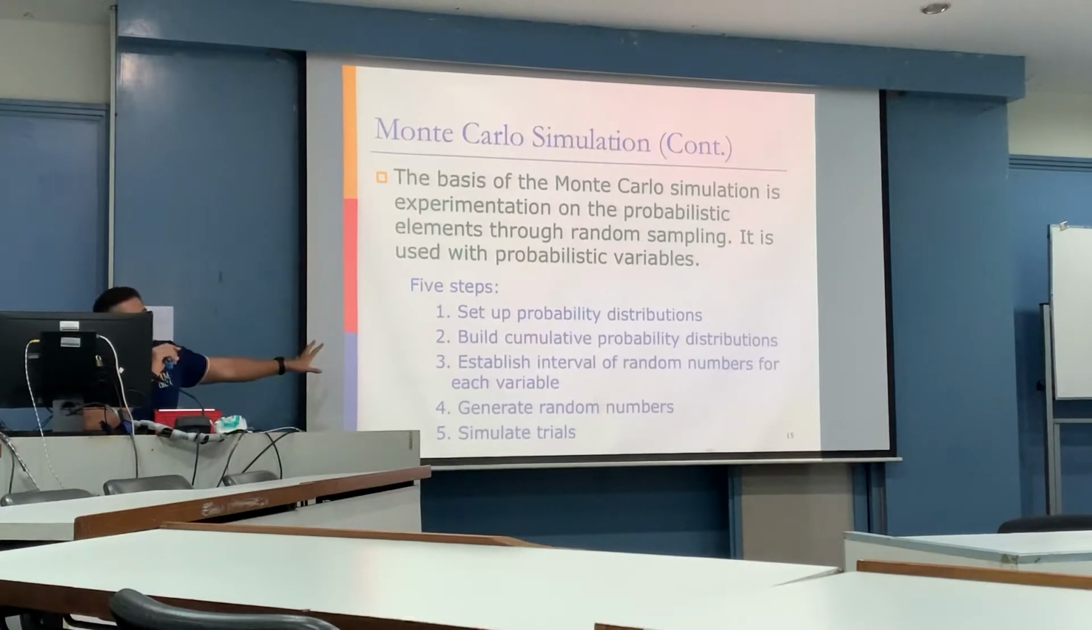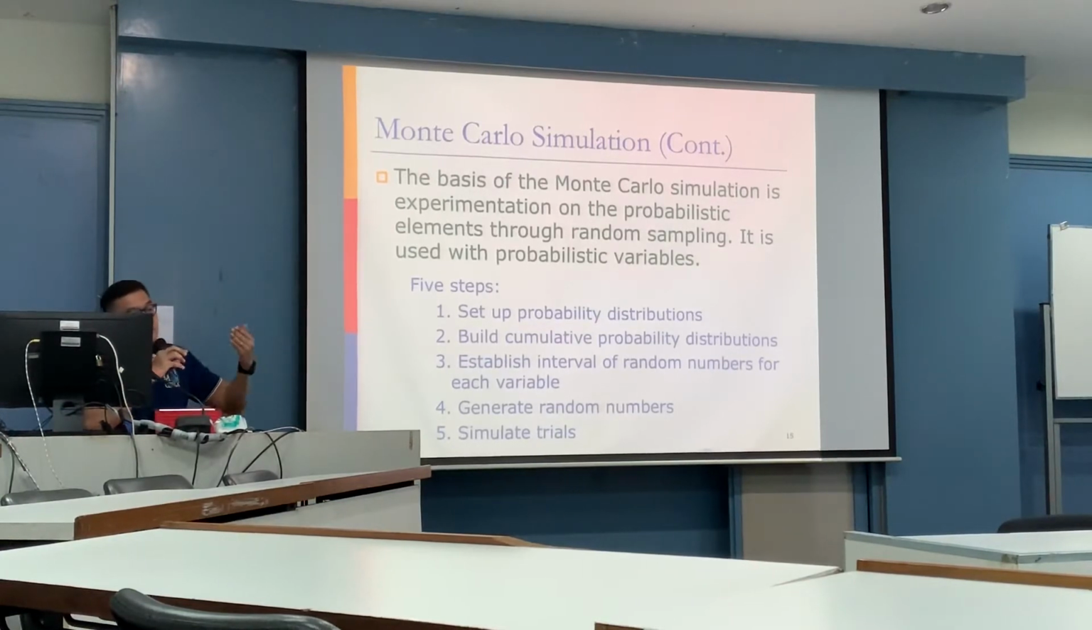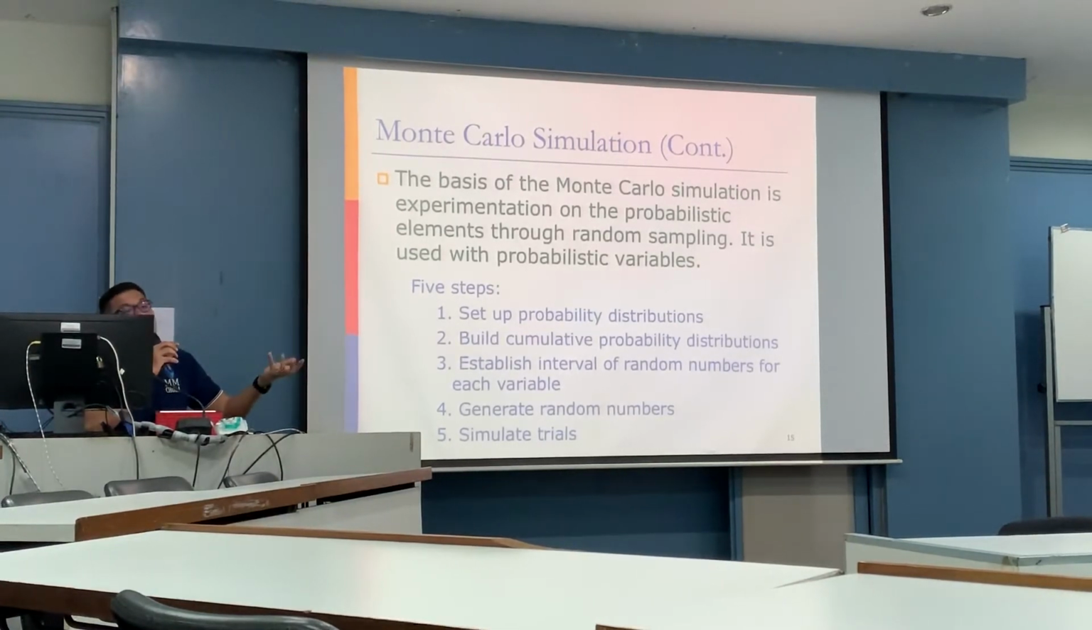The first step is setting up the probability distribution for that uncontrollable variable. Let's say demand. Now the problem is to estimate demand, and demand is your uncontrollable variable. So the first step is to construct the probability distribution for the demand. The second step, based on that probability distribution, is to build the cumulative probability distribution of the demand.